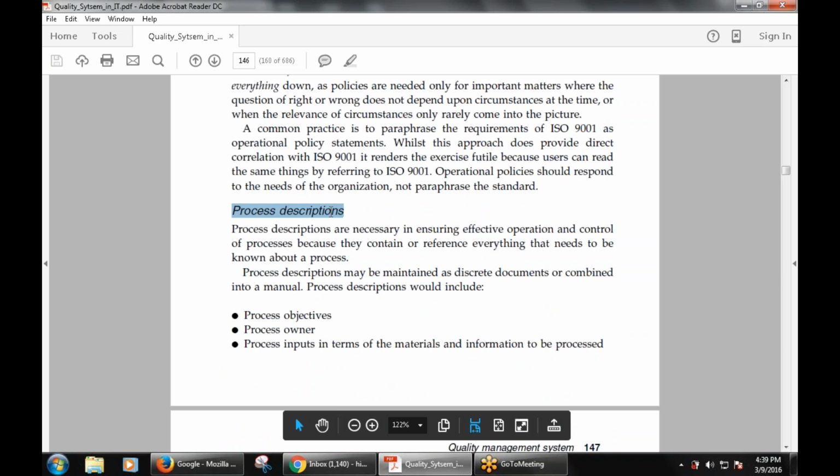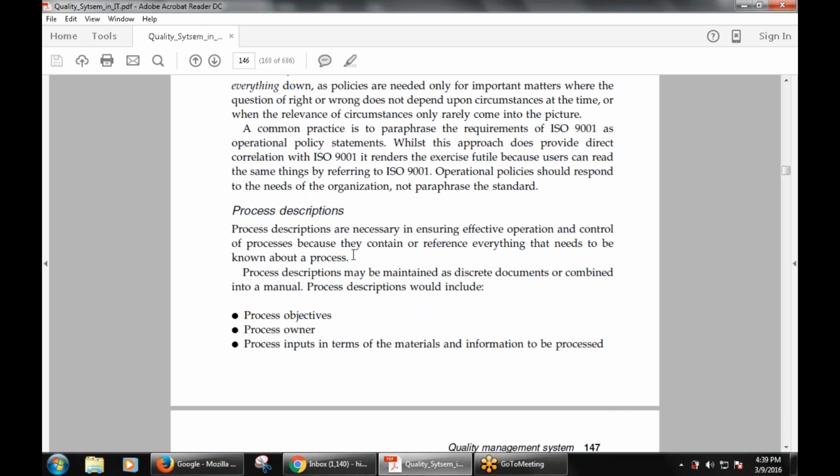Now, next is the process description, that is how the process will be described. The process description is necessary in ensuring effective operation and control of the processes, because it contains or references everything that needs to be known about the process. That is, what the process is, how the process will be used, and when to use the process.